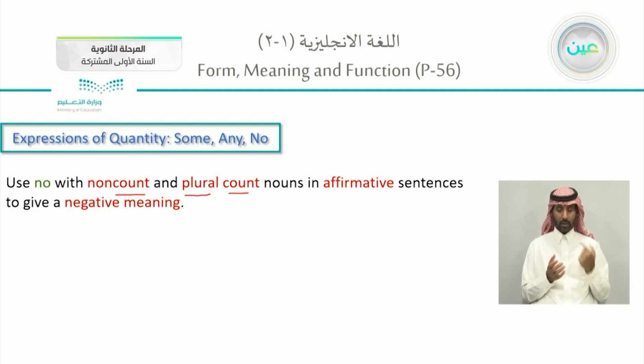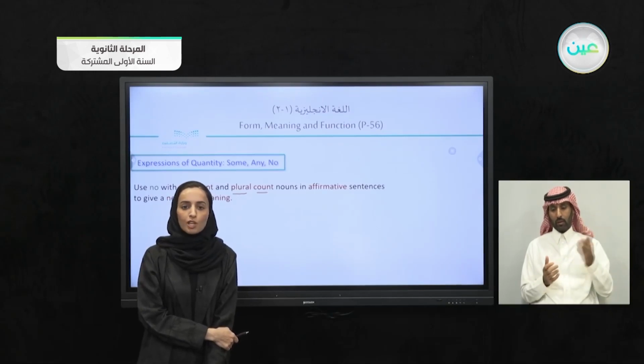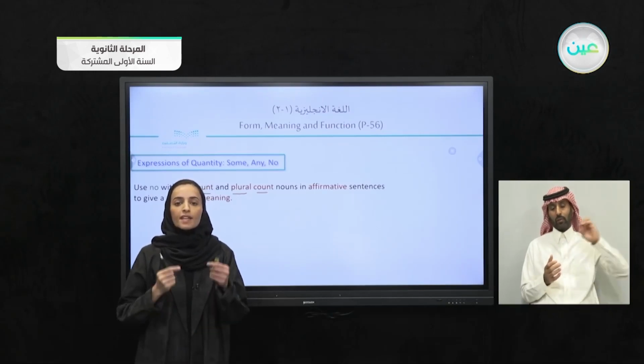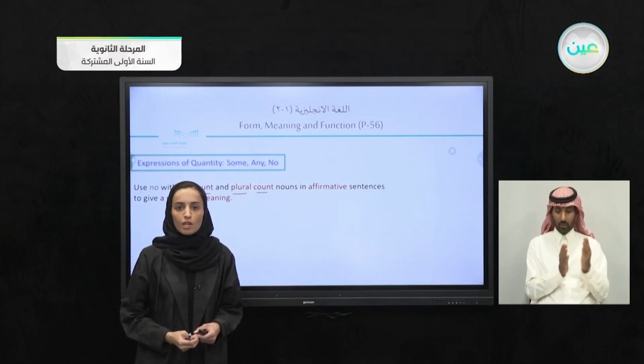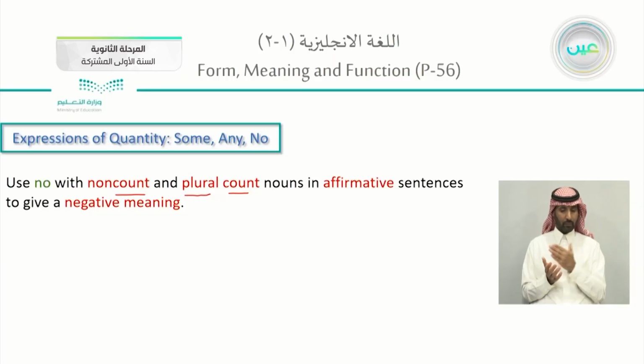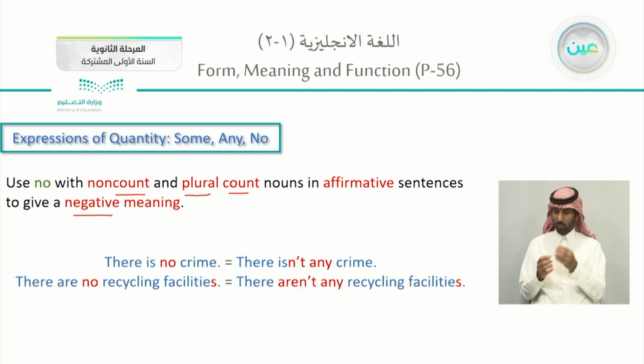In an affirmative sentence, what is the difference between this one and any, or the difference between this one and some actually? This one gives you a negative meaning. There is no library. Negative meaning. So the meaning is negative. However, the sentence is affirmative. So there is no crime equals there isn't any crime. There is no recycling facilities equals there aren't any recycling facilities. So it means not any.